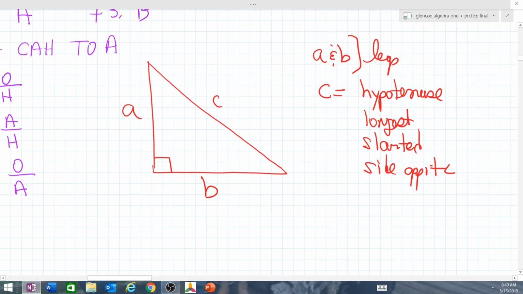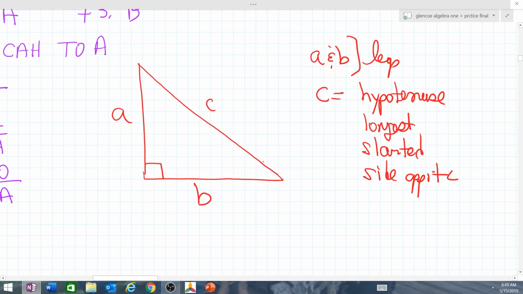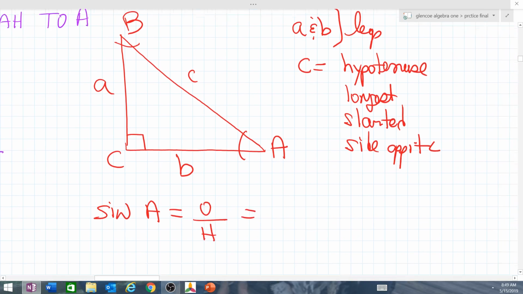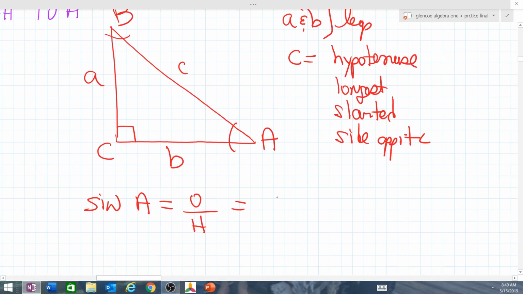So, let's call this angle B. And here's angle C. So if I wanted to find the sine of angle A, how would I find it? Which 2 sides do I need here? Anybody? Yes. The opposite and the hypotenuse, which would be what letters? Lowercase letters. Opposite of angle A is A over C.